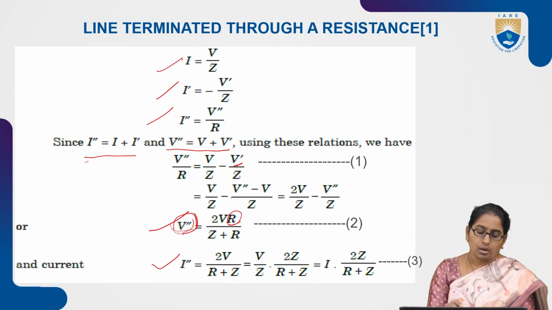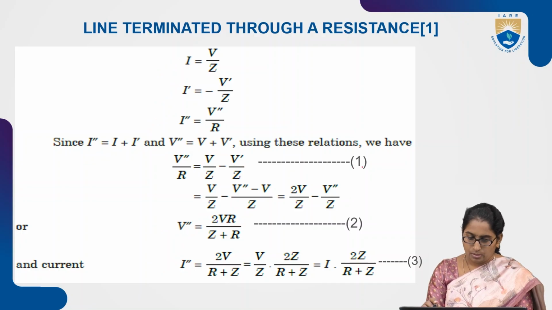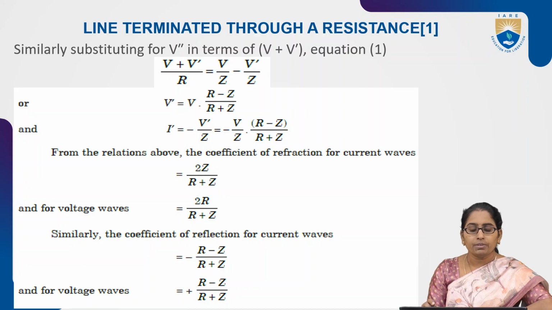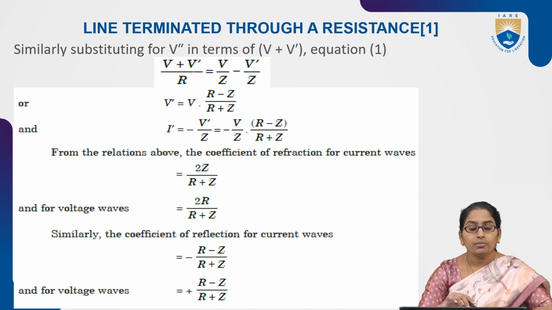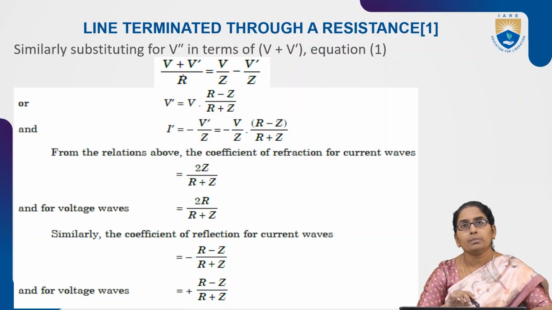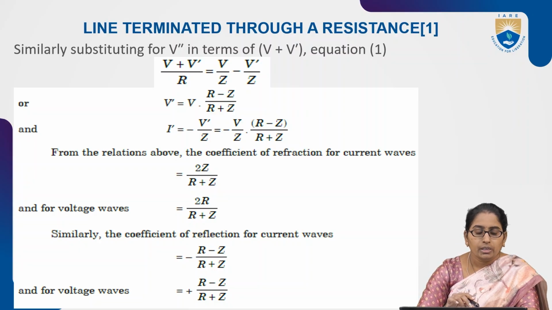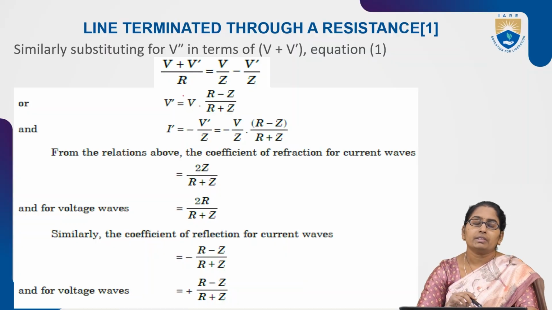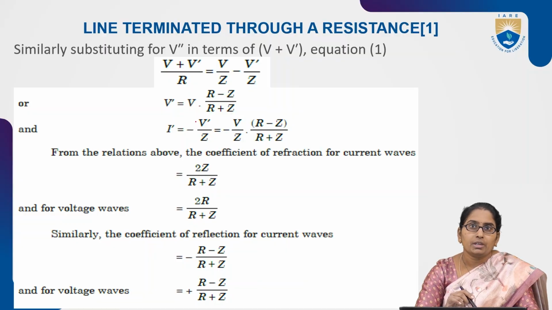So now use this equation 1. In equation 1, substituted in place of V double dash, in terms of V and V dash. So simplify this. We get the equation for V dash in terms of V. So V dash is given by V into line parameters, line constants, R and Z, that is R minus Z by R plus Z.